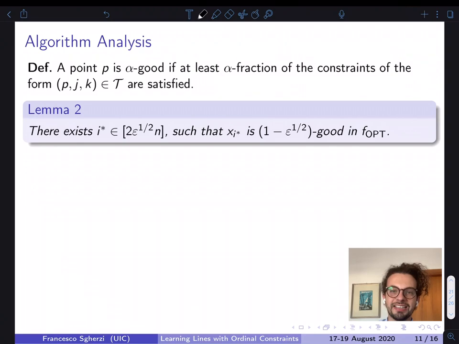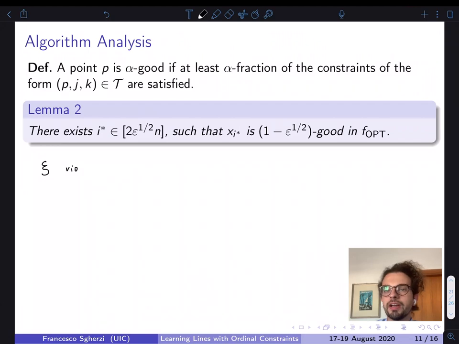Now we will present a little analysis of the steps that bring this algorithm to life. We first begin by defining a point to be alpha good if it's involved only in a small number of violations. Then we claim that in fact this point exists and its location is in the first 2 times square root of epsilon times n points. The demonstration is quite intuitive and it's as follows.